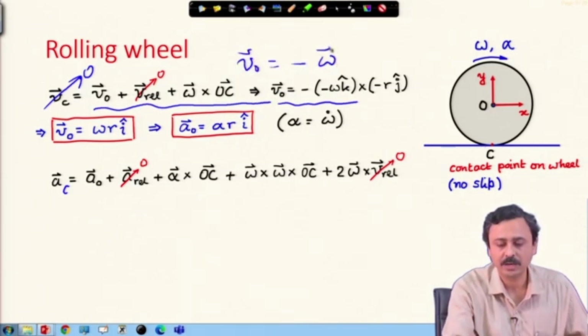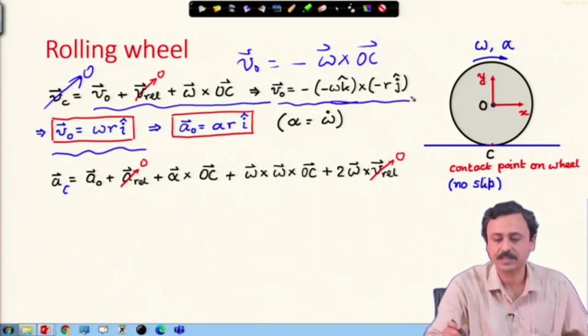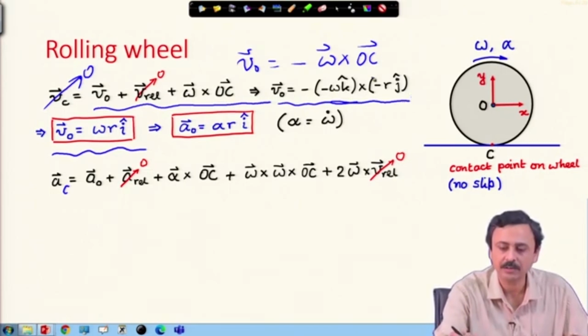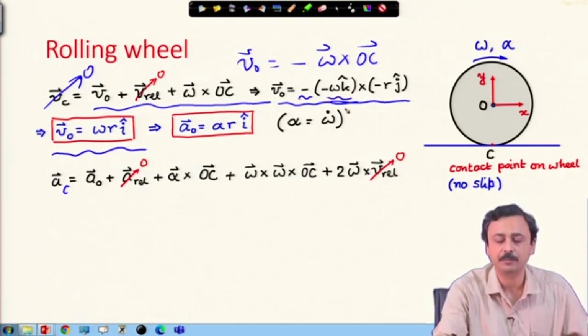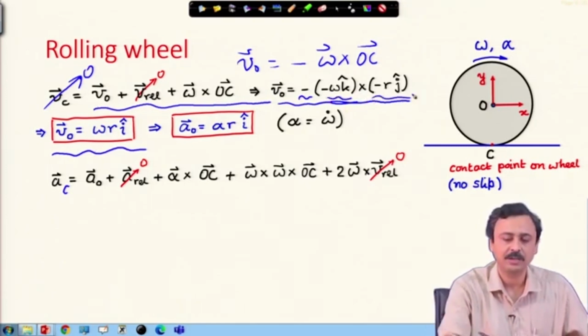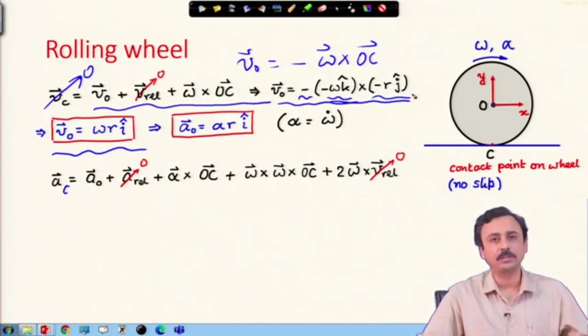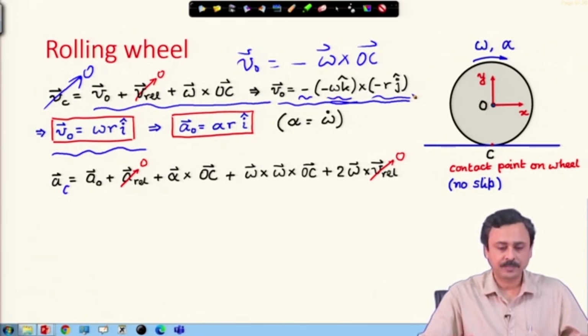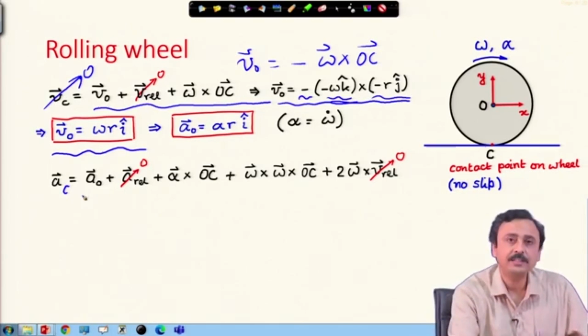must be equal to minus omega cross OC, and that is how we have arrived at these expressions. Omega itself has this representation and OC has this representation, and from there we arrived at V naught, the velocity of the center of the wheel, and by differentiating we get acceleration of the center of the wheel. Now, we are interested in finding out the acceleration of the point C, that I write in terms of acceleration of point O, which I have derived here.